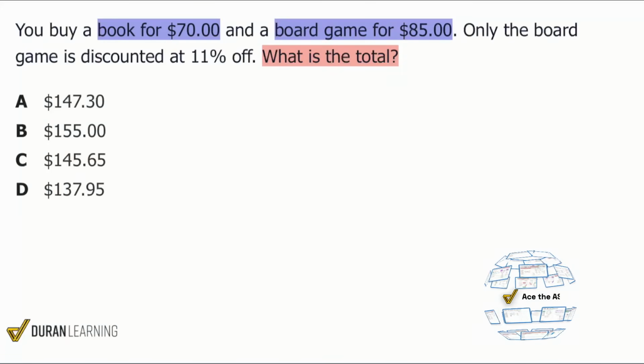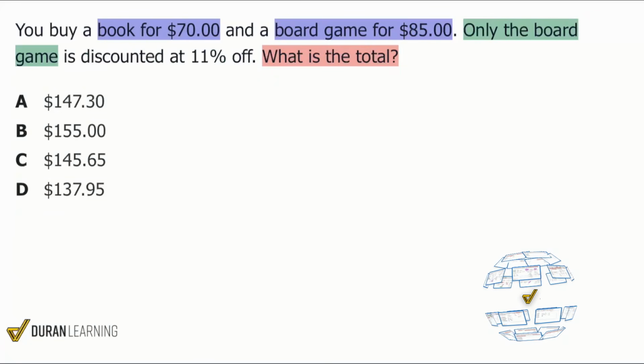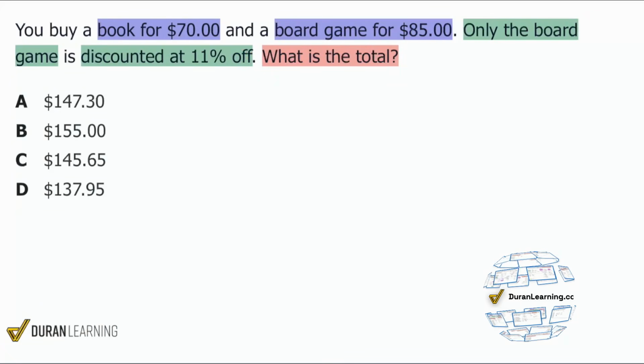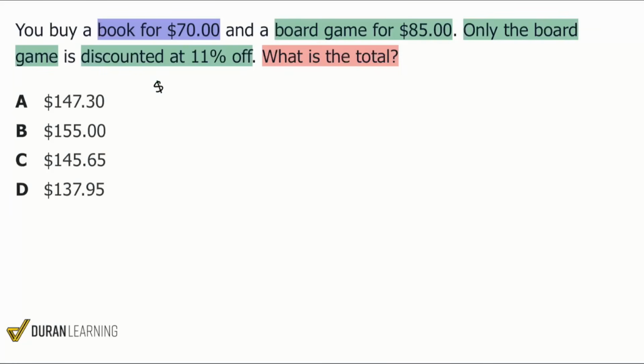Take a look. Let's change the color up. Let me use green. It says only the board game is discounted at 11% off. That's only the board game. The book is still $70. One more time, everybody: the book does not get discounted. You are paying full price for the book. So that stays as 70.